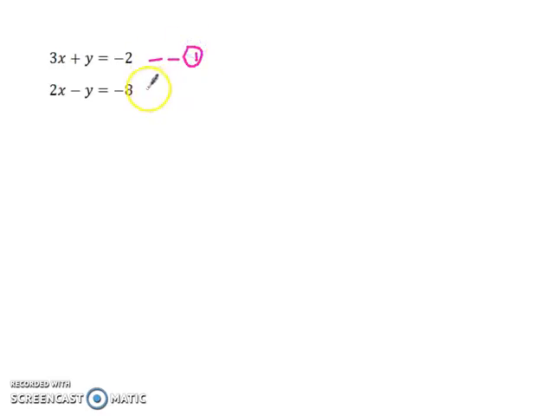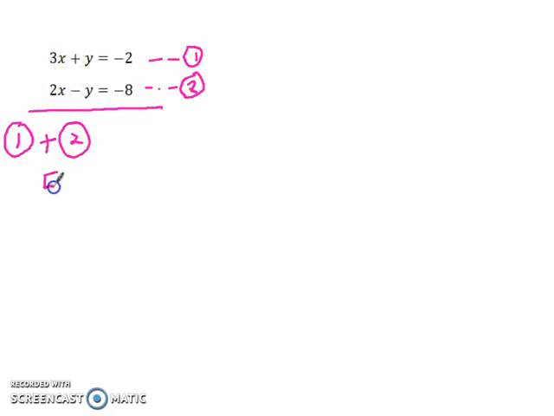Equation 1, equation 2. Look at my y's. I've got a y here and a y there. One's a plus, one's a minus. They're going to cancel one another out. So let's do equation 1 plus equation 2. 3x plus 2x is 5x. Y, take away y. I've got one y, I'm taking one away, it's gone. Equals minus 2 plus minus 8 is minus 10.